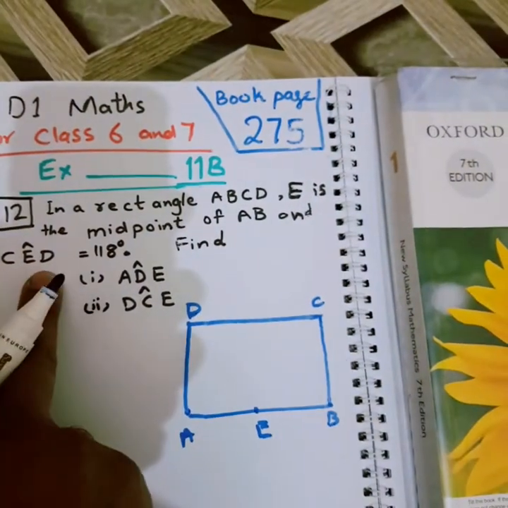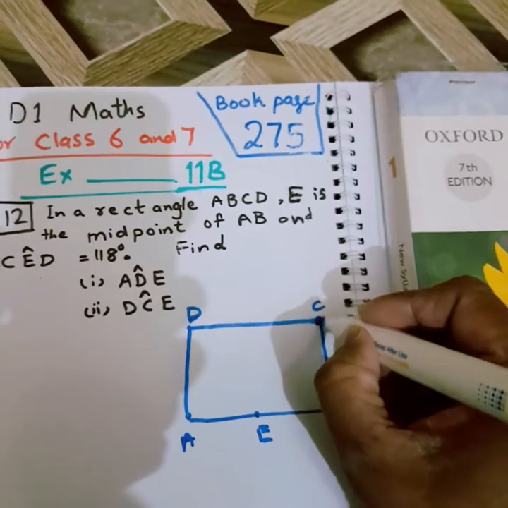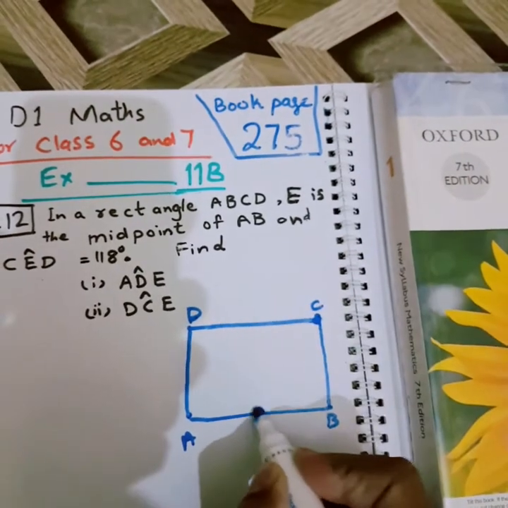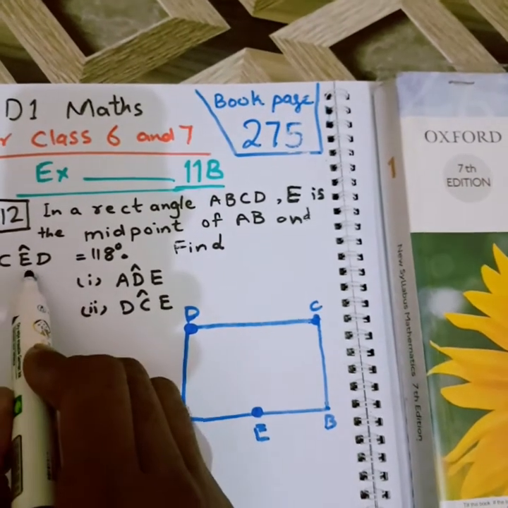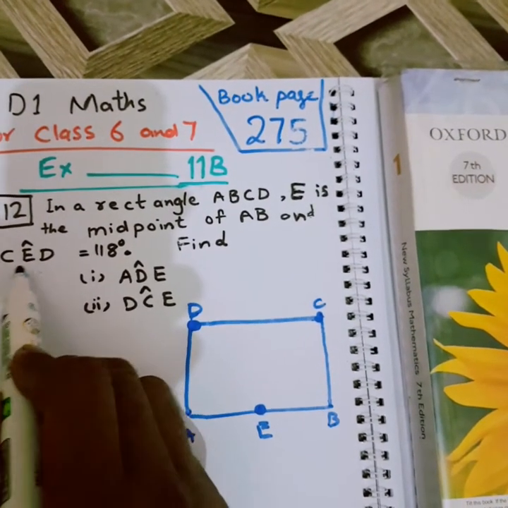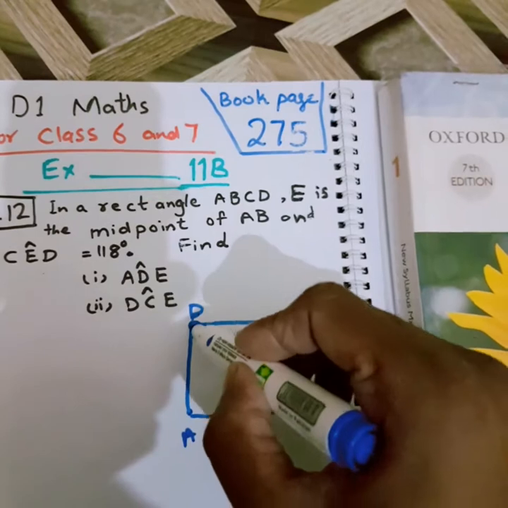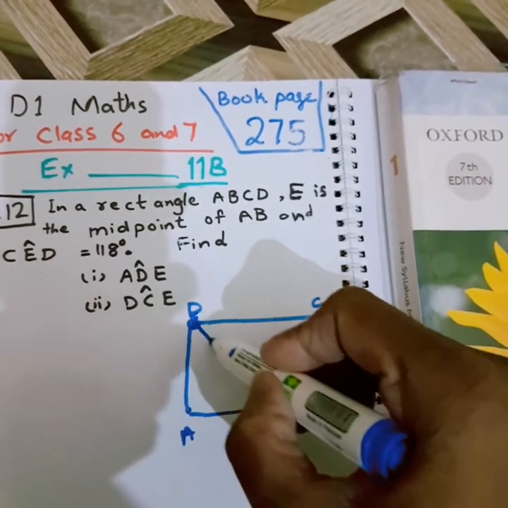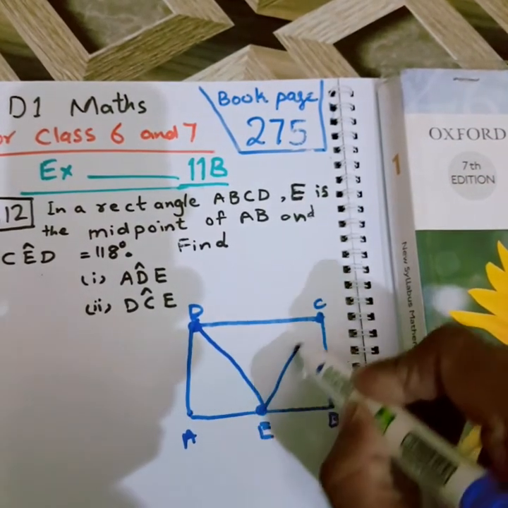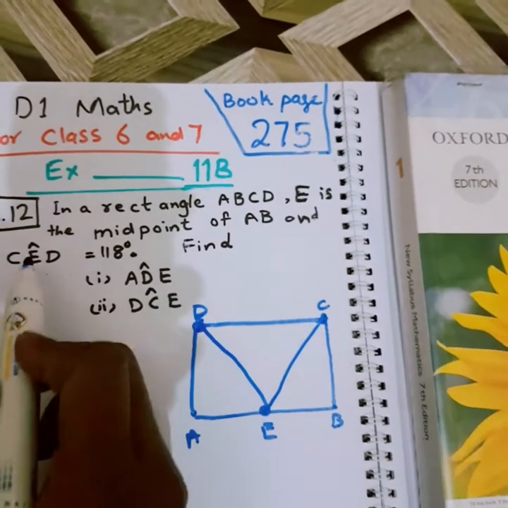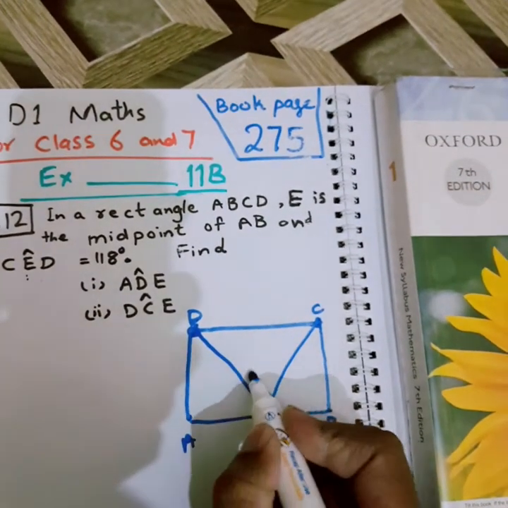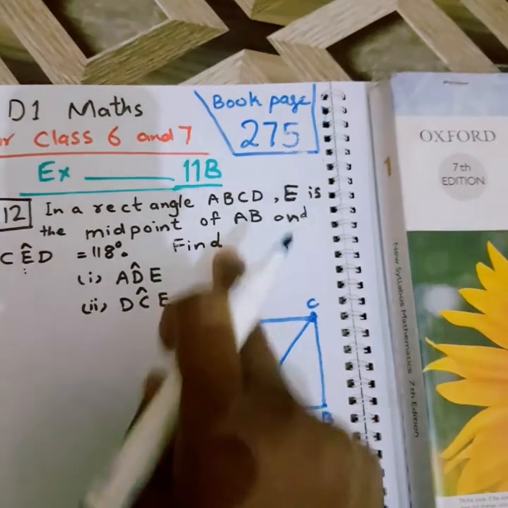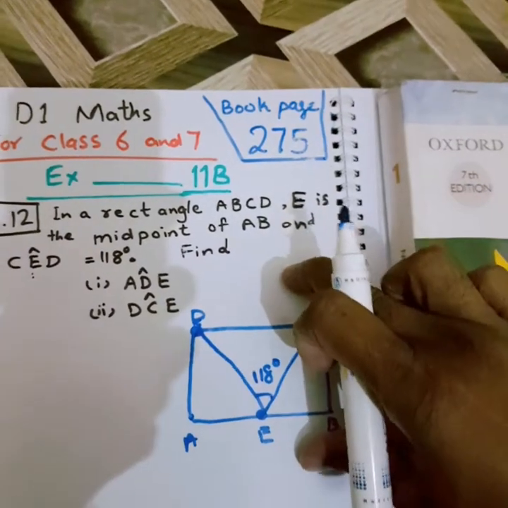And CED, here is C, here is E, and here is D. CED, that means the middle letter is E, so the angle is being formed at E. So CED should be joined with each other. And there is an angle which is being formed at the middle letter E. So here is 118 degrees. Till now we have just drawn the information of the question.